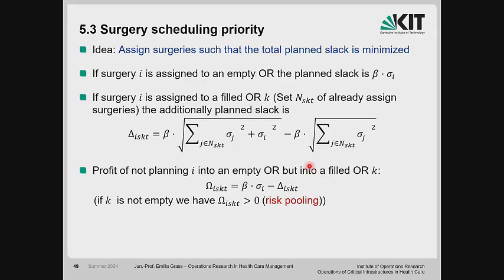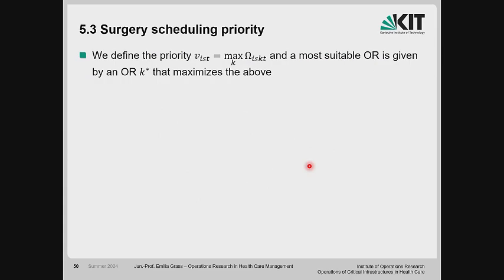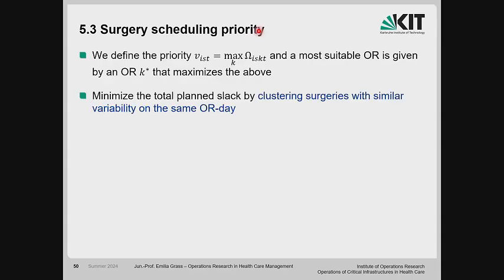Okay, so this is first of all the profit, and based on these definitions, we can now define the priority V, which is the maximum omega, so the maximum profit we could gain if we assign surgery I to an already filled operating room. And the task is to minimize the planned slack by clustering surgeries with a similar variability on the same operating day.